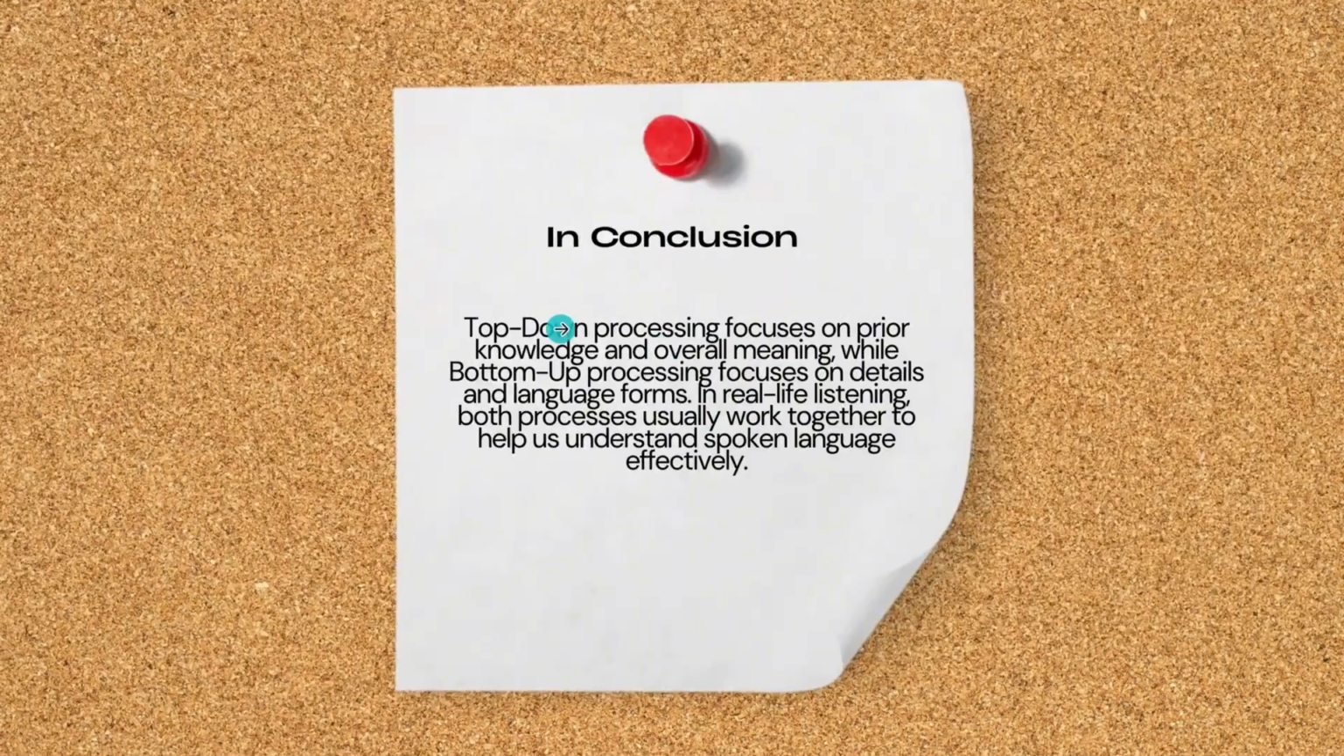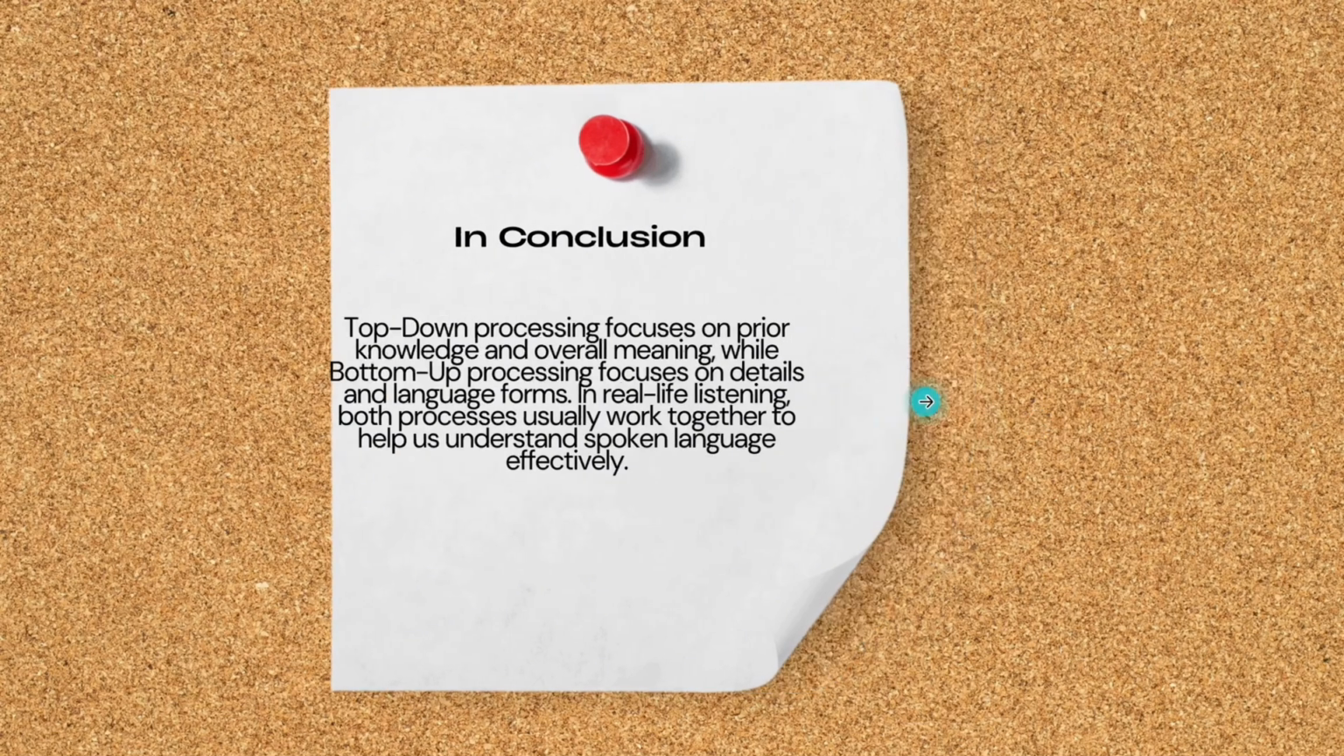In conclusion, top-down processing focuses on prior knowledge and overall meaning, while bottom-up processing focuses on details and language forms. In real life listening, both processes usually work together to help us understand spoken language effectively.